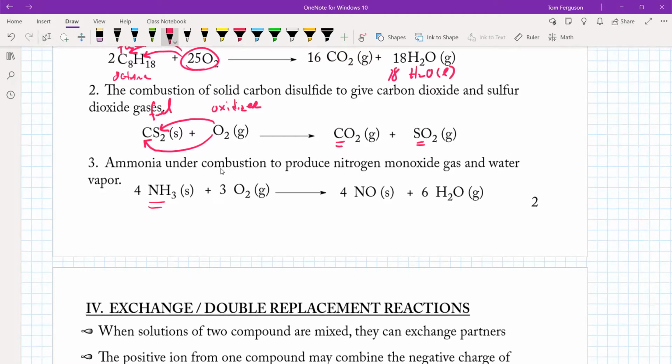Now, many people don't consider ammonia as a fuel. It's used a lot in the rocket industry. For example, the X-15 rocket used ammonia as a fuel and liquid oxygen as an oxidizer. So again, this is going to be the fuel. Now, the oxidizer doesn't have to be oxygen. It could be other things. The bottom line is it oxidizes. It changes the oxidation state of each atom of the fuel when we have complete combustion.